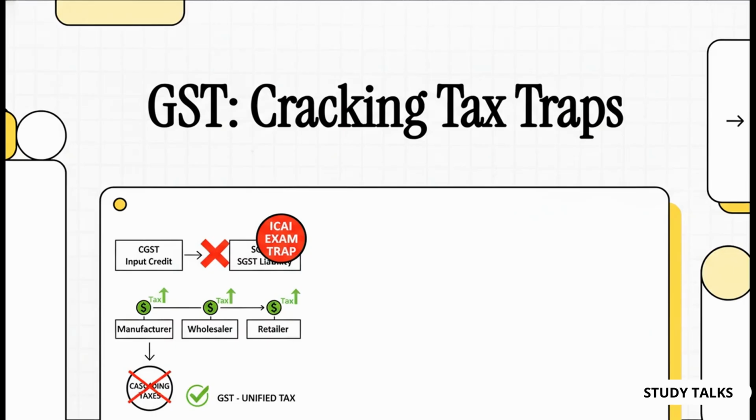Okay, quick question for you. Can you use your CGST input credit to pay off an SGST liability? Now, if you paused for even a second, you need to listen up, because this is a classic ICAI exam trap, and so many students fall for it.